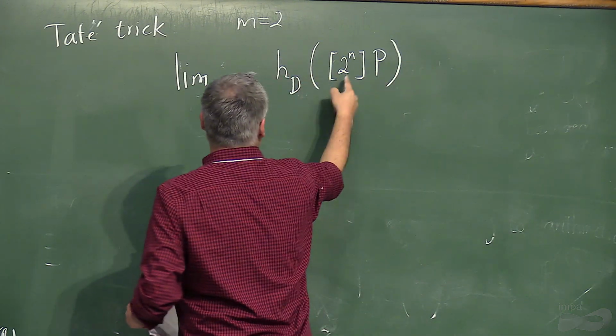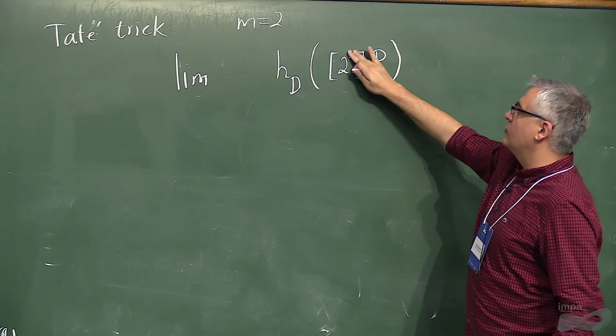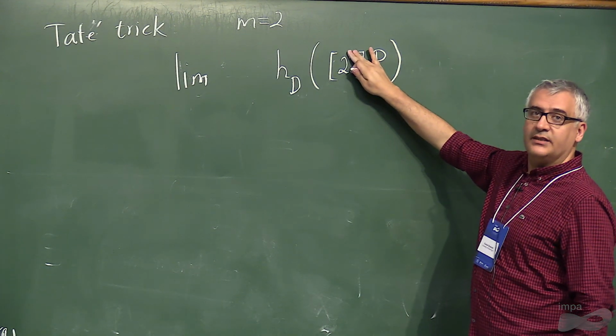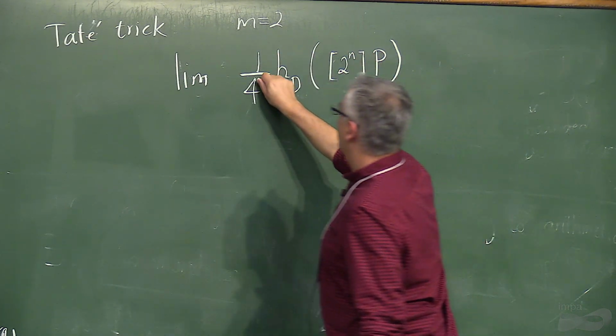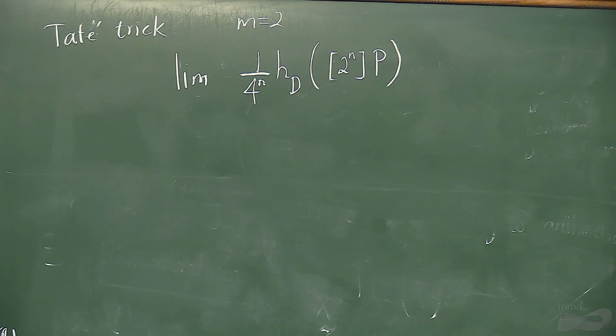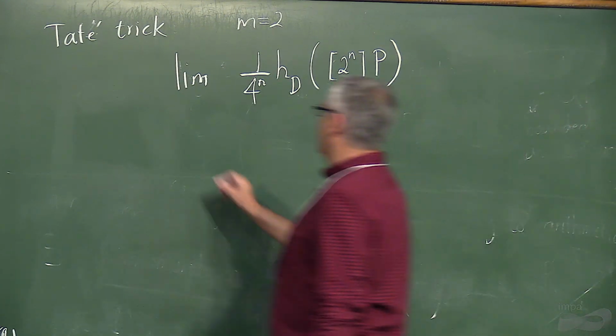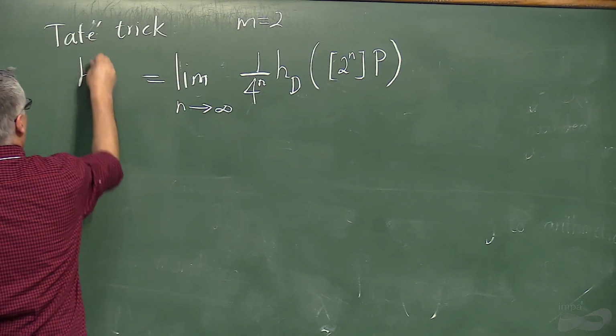And then I expect this to be, let's say n is equal to 1, it's going to be 4 times more complicated. I'm going to divide it by 4. And since I'm doing it n times, I'm going to divide it by 4 to the n. And take the limit as n goes to infinity. And I'm going to define this.